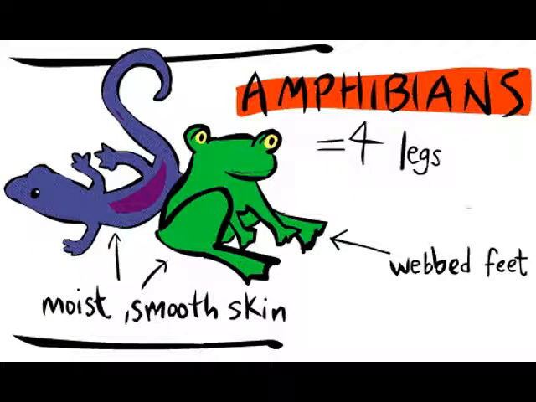Here we are revising information about amphibians. They have 4 legs, they have moist, smooth, wet skin, they have webbed feet. What happens to the salamander when it feels danger or is scared? It loses its tail.